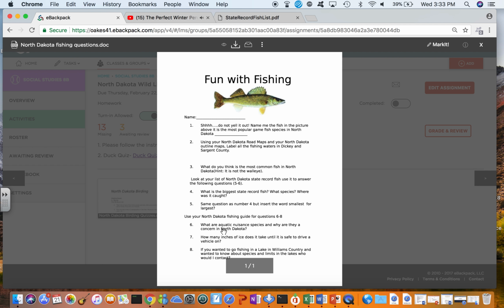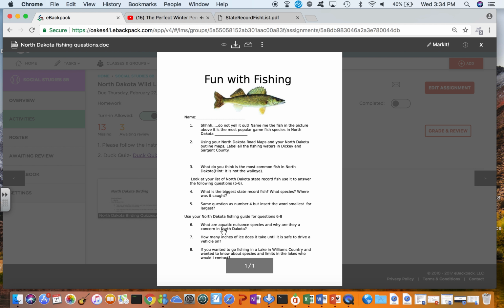So an ANS, or aquatic nuisance species, is anything that is not native to the water that it's in. So you could have northern pike being an ANS species. You could have walleyes being an ANS species, because if they're not supposed to be there and they're there, that's a nuisance species. And why are they concerned?